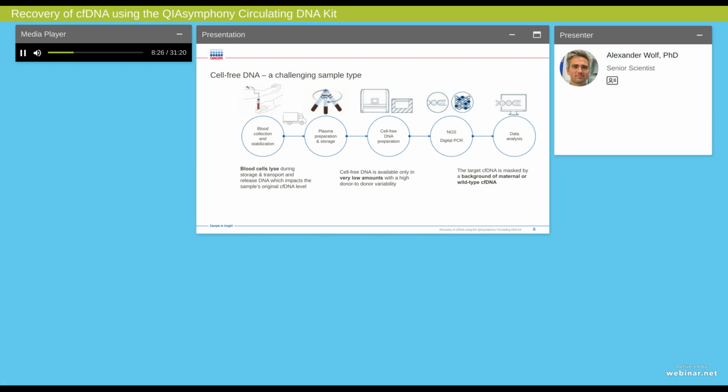Only in large hospitals, where a short transportation time at cool conditions for 1 to 2 hours between blood collection and plasma generation can be guaranteed, the usage of EDTA tubes is a reliable option.